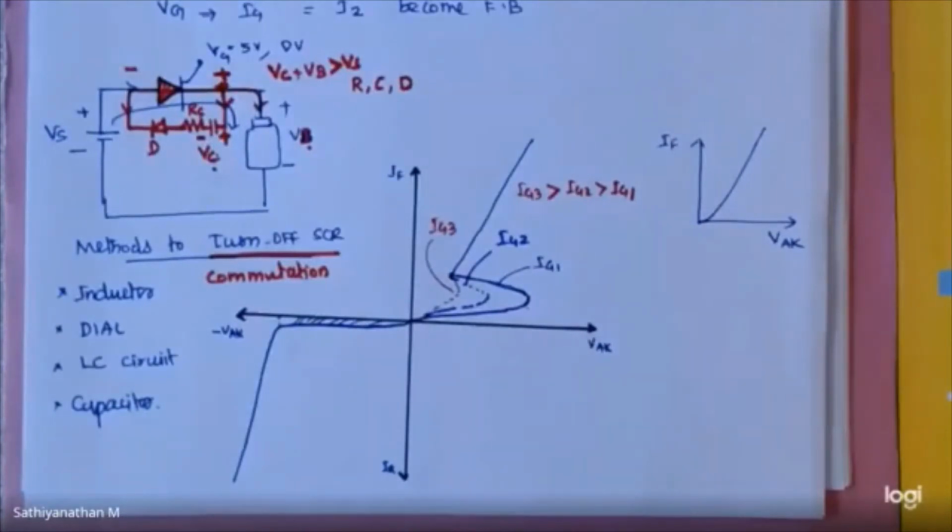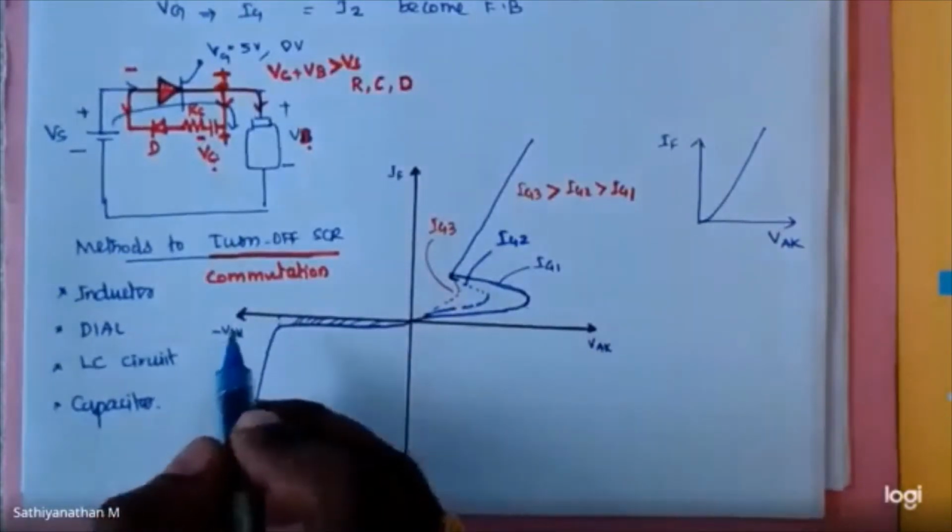So the process of reversing the current direction, or the process of making the device turn off, is called what? Commutation. The problem with the SCR is that when you apply supply voltage and an external gate voltage, it will turn on. And if you remove the gate voltage during forward conduction, it will not turn off. So it requires an additional circuit to turn off. So we call it a forced commutation device. So we need to force the SCR to turn off.